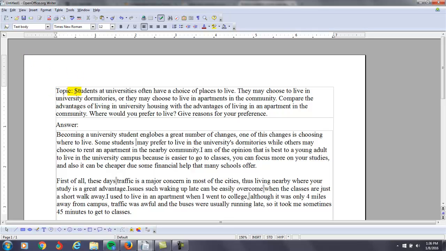It says, students at universities often have a choice of places to live. They may choose to live in university dormitories, or they may choose to live in apartments in the community. Compare the advantages of living in university housing with the advantages of living in an apartment in the community. Where would you prefer to live? Give reasons for your preference.